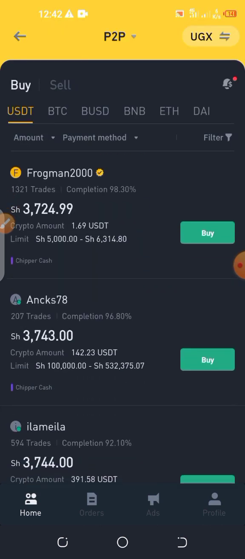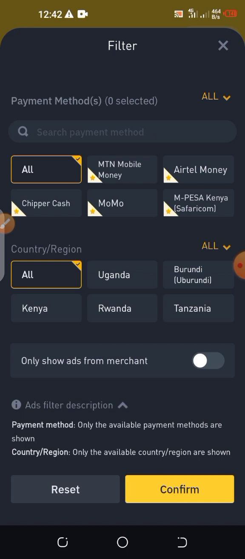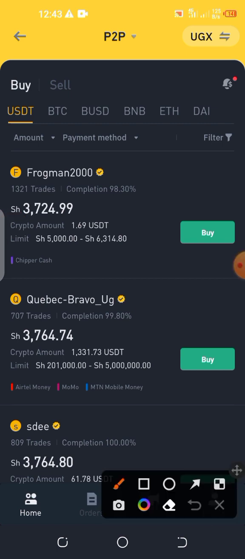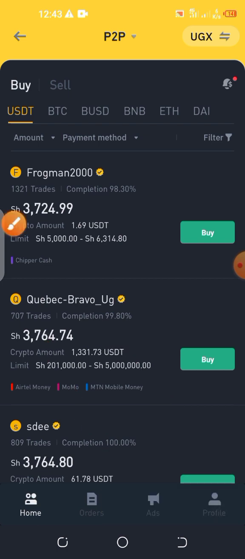If we turn on only show ads from merchants here, you can see the price they are starting from. It is 3,737.64. This one is a bit high, but by using this method, you will be able to prevent scammers.